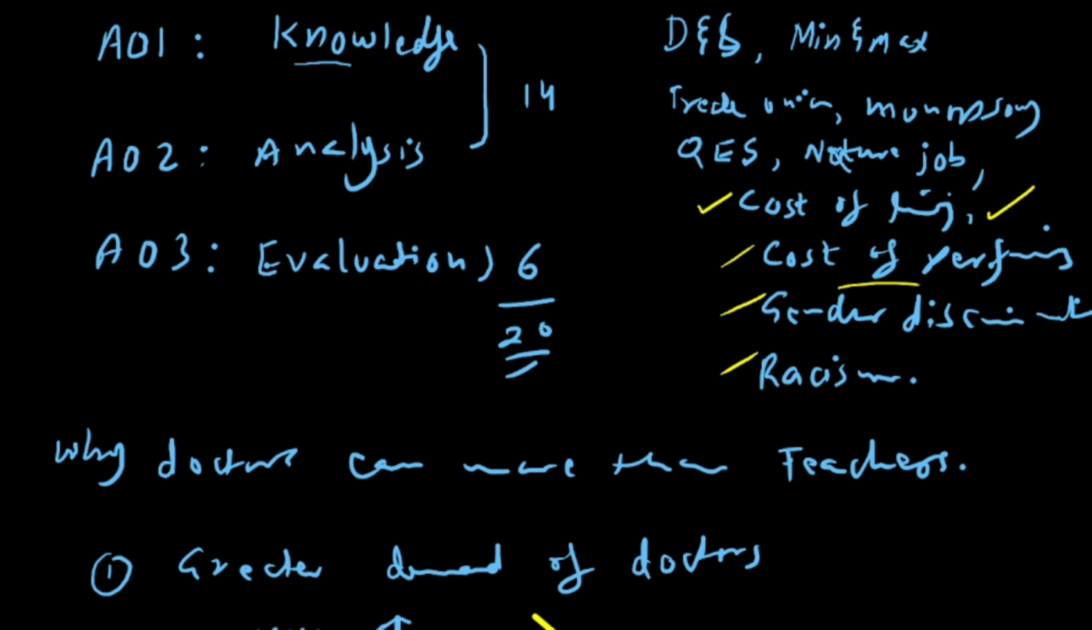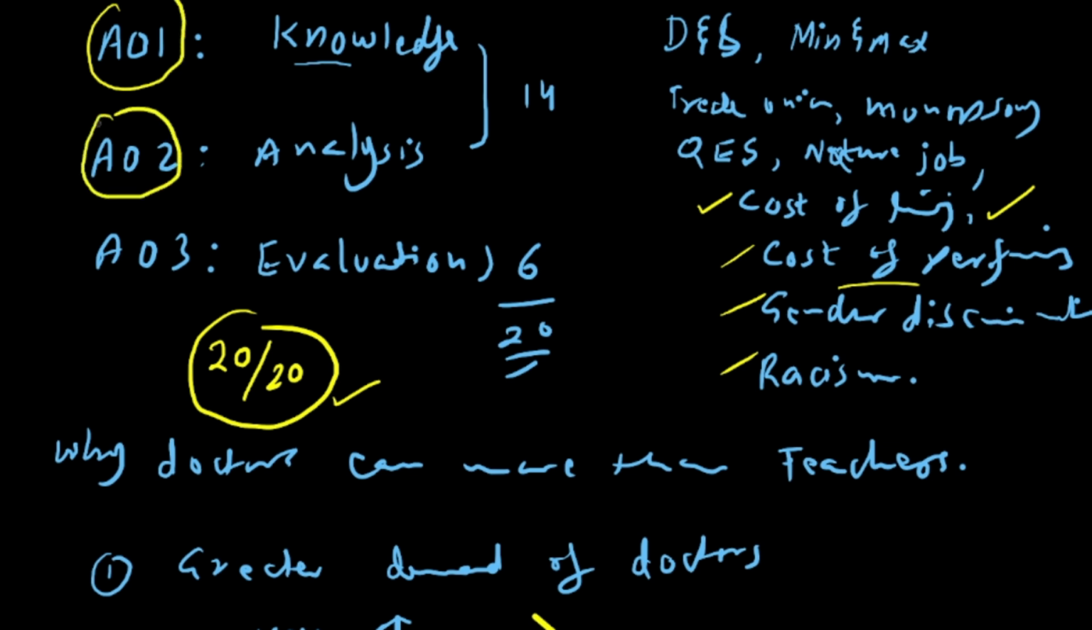So this will be a complete answer for 20 out of 20 marks. Many students ask this question: can someone get 20 out of 20 marks in the essay? So the answer is yes, you can, if you keep in mind all three assessment objectives and write your answer accordingly.